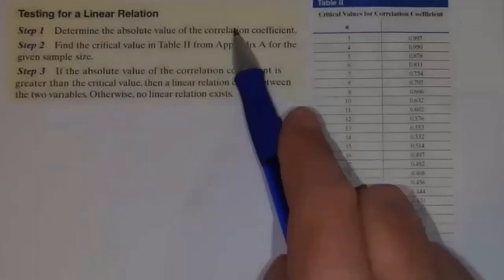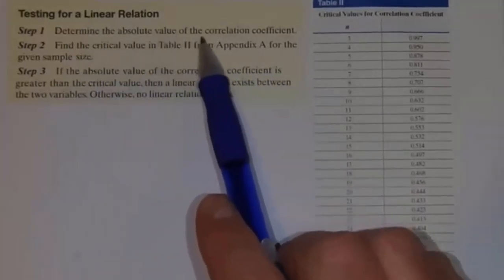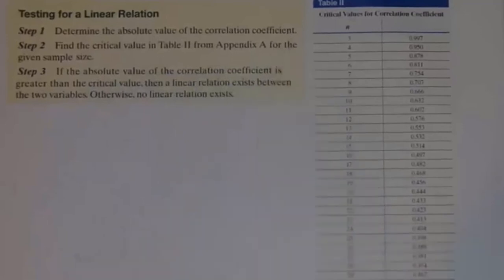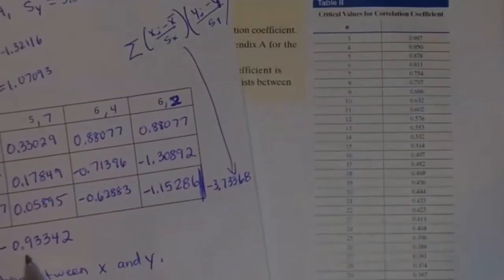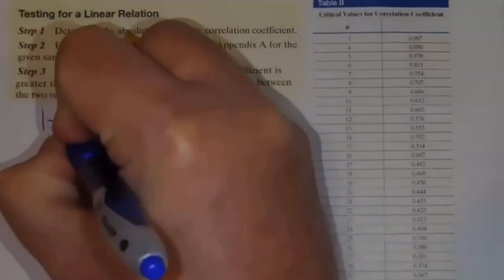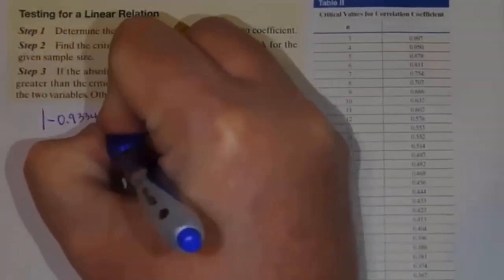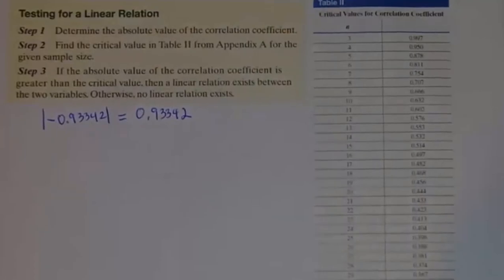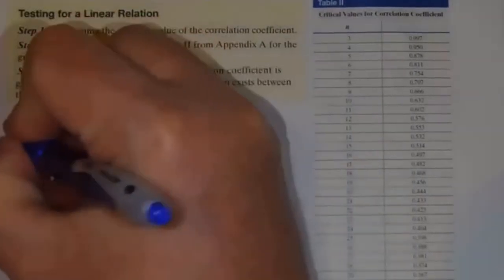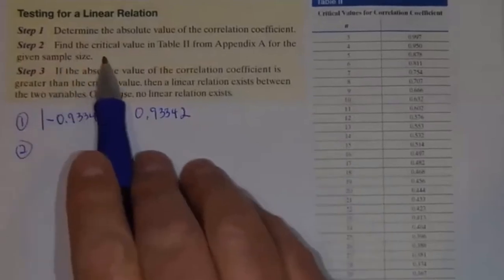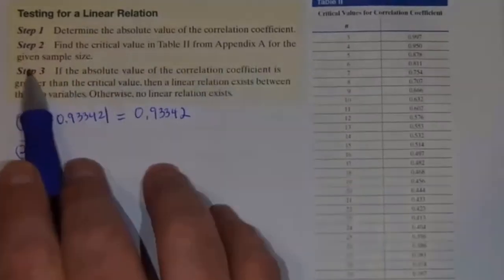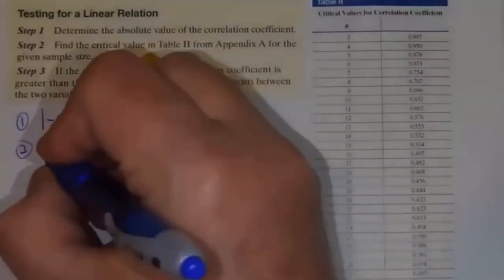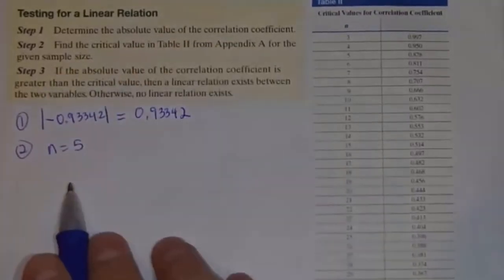So here's our procedure. Step 1, determine the absolute value of the correlation coefficient. For our problem that we just did, our correlation coefficient was negative 0.93342. So the absolute value of negative 0.93342 is 0.93342. Essentially I'm ignoring the negative sign. So that's step 1. Step 2, find the critical value in table 2 from Appendix A for the given sample size. In our problem, our sample size was 5.